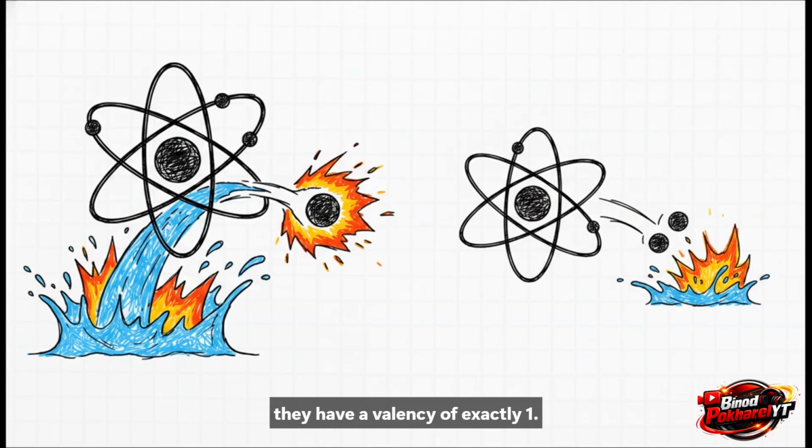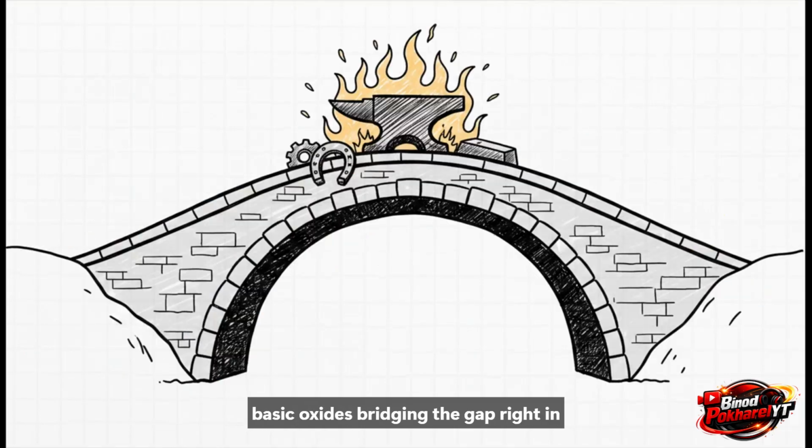Because they have a valency of exactly 1, literally just one single electron hanging out in their outermost S subshell, they are desperate to ditch it. This makes them incredibly reactive, so much so that they violently explode upon hitting water, releasing hydrogen gas and forming water-soluble bases called alkalis. Sitting right next door in Group 2 are the alkaline earth metals, like magnesium. They have a valency of 2, making them slightly less reactive than Group 1, but still highly prone to forming basic oxides.